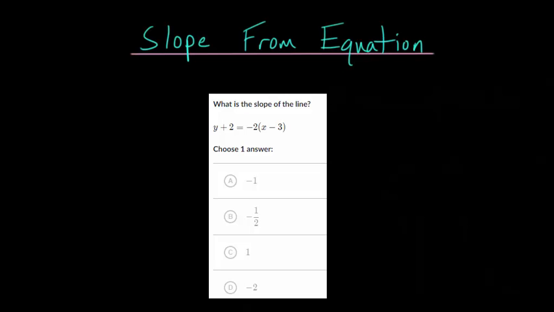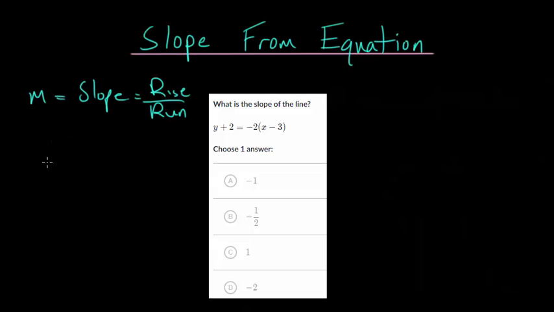In this video, I'd like to talk about the concept of finding the slope of a line when you're given the equation. So this question asks, what is the slope of the line? And there are a couple different methods to approach this. First of all, remember that slope, m, is defined as our rise over our run for the line.